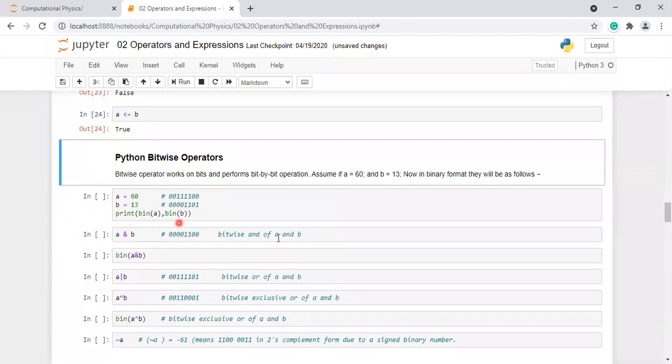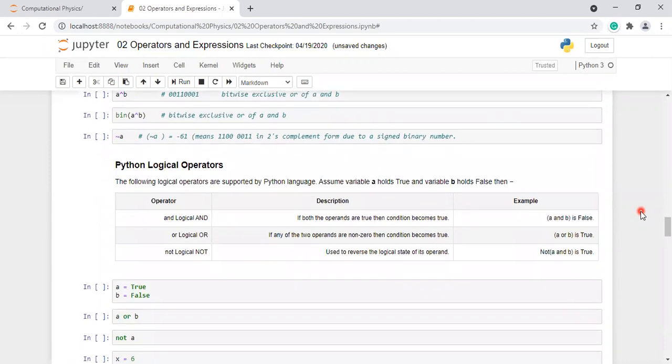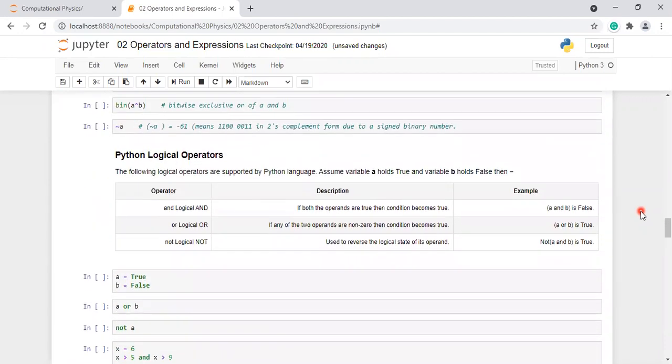The bitwise operation. I think I can skip this. We can do it later if we want. Important idea, the bitwise operation. Okay.